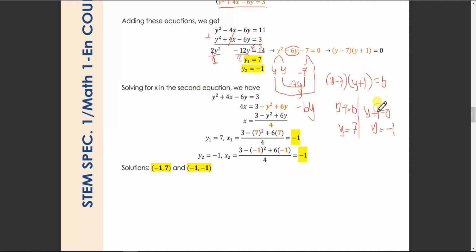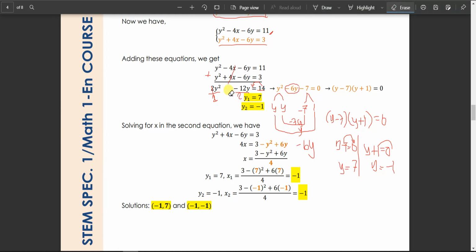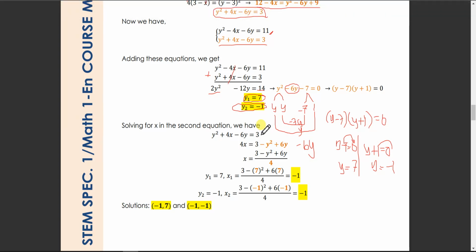Right? Positive 1 is transferred over here, so it becomes negative 1. Negative 7 is transferred over here, so we have positive 7. So that's why we have y1 equal to positive 7 and y2 equal to negative 1. Next, after finding the solution for y, we are going to substitute them to solve for our x.